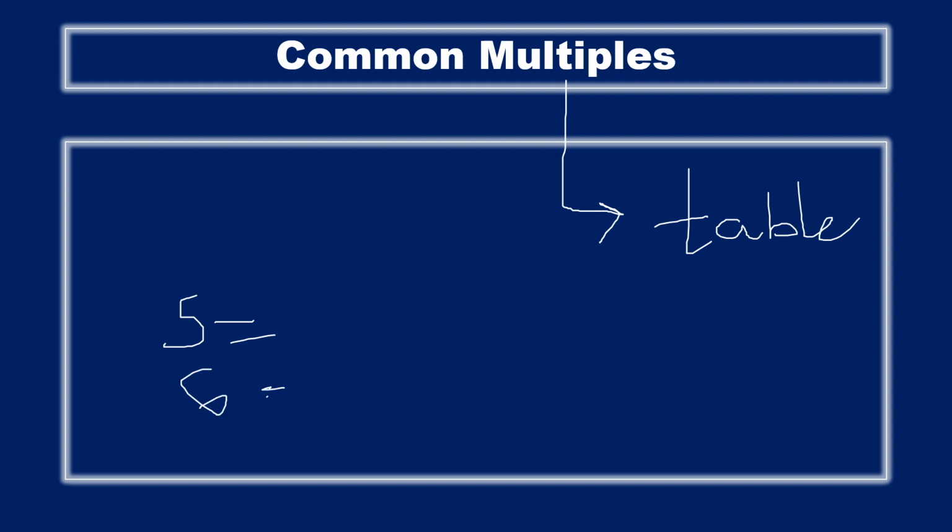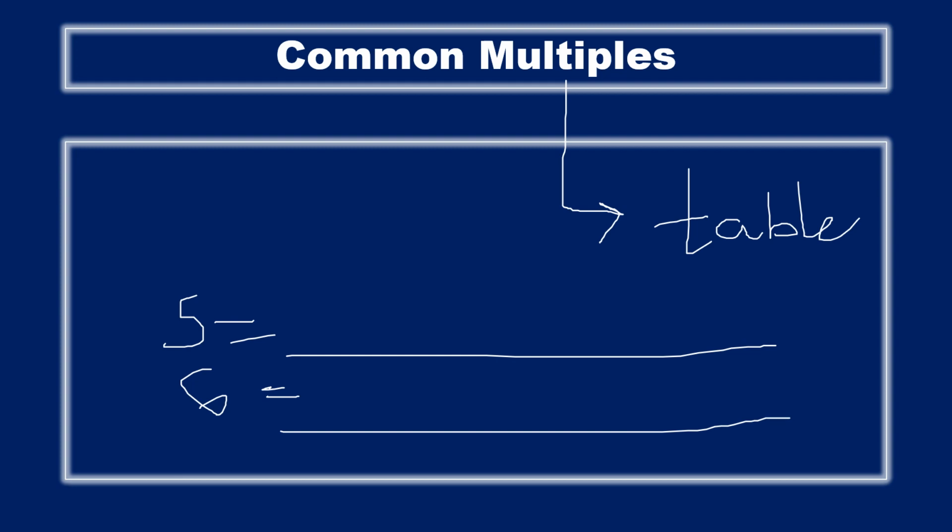So, common multiples. First of all, you should remember the word multiple. Multiple means, in an easy word, table. Common multiples means if we give any two numbers and ask you to write the multiples, you write the 5 table, you write the 6 table. Multiples finished. Multiple means table.